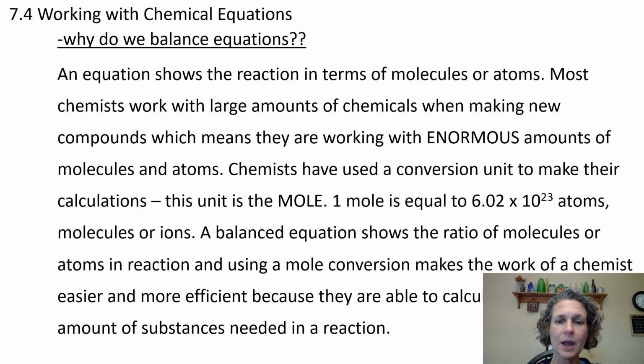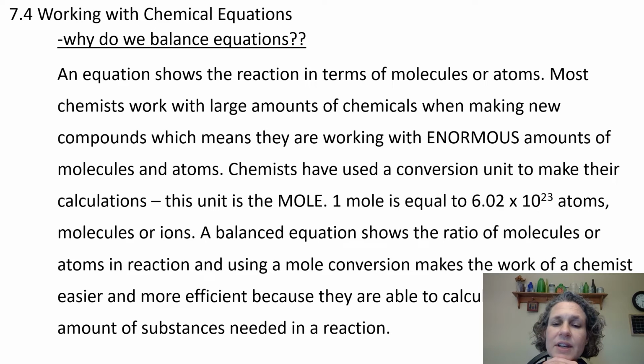Okay, so now working with these chemical equations. What's the point of balancing equations? What's the deal with that? So here's the deal. An equation shows what's happening in terms of molecules or atoms. This is starting, this is rearranging, so I'm getting this new product. In an actual lab, most chemists are working with really large amounts of chemicals to make new compounds. So if they're making some kind of new medication, they're recombining things to see what they can get. And if they're working with measurable or large amounts of chemicals, that means they are working with absolutely enormous amounts of molecules and atoms, because remember, they are microscopic.